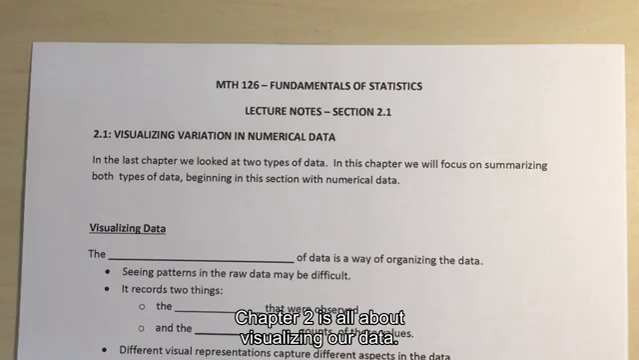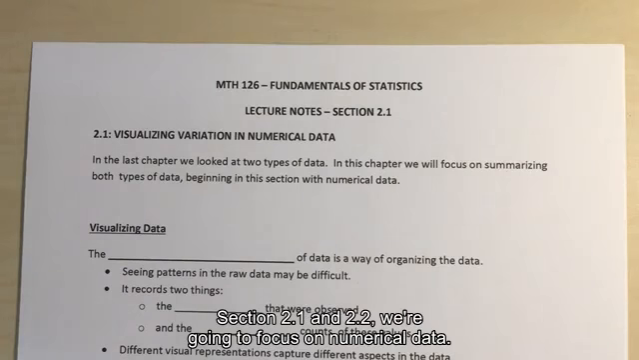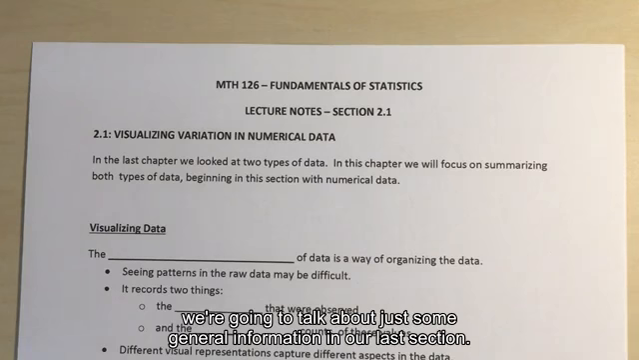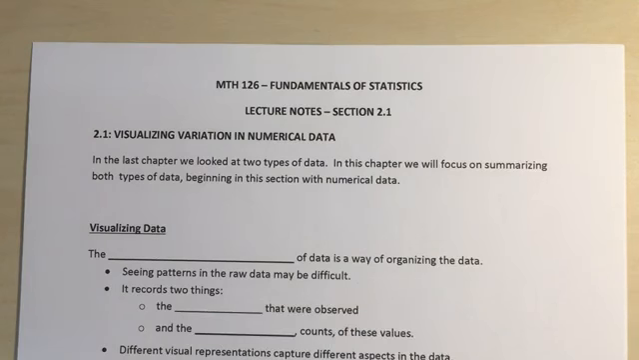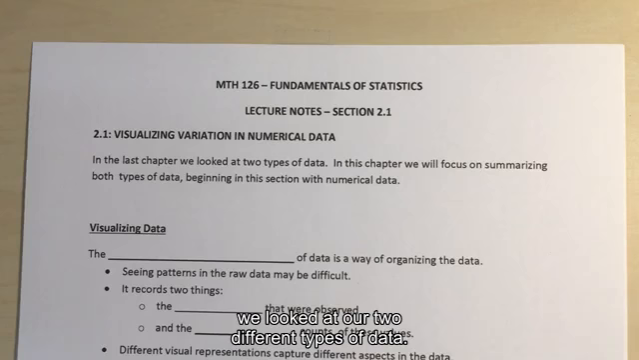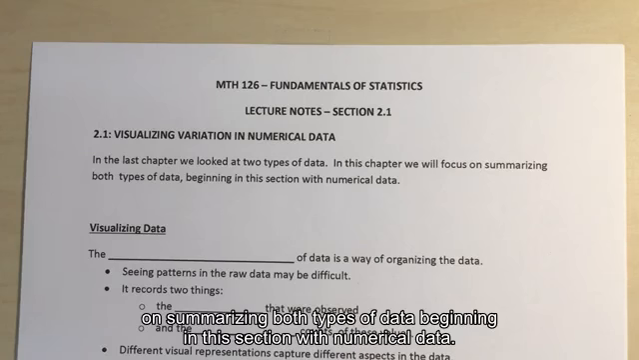So chapter 2 is all about visualizing our data. Section 2.1 and 2.2, we're going to focus on numerical data. 2.3 and 2.4, we're going to talk about categorical data. And then we're going to talk about some general information in our last section. So as we get started, in the last chapter, again, we looked at our two different types of data. In this chapter, we're going to focus on summarizing both types of data, beginning in this section with numerical data.